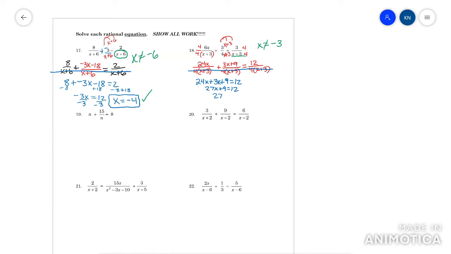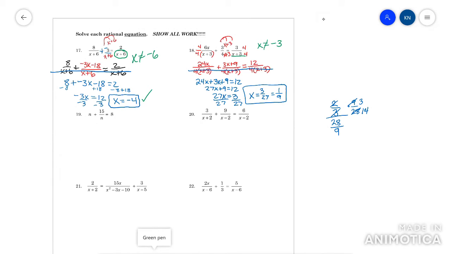Subtract 9, and then divide by 27. Get x equals 3 over 27, which is actually 1 over 9. And that seems kind of like a weird answer. So if I got an answer like that, I would probably be checking it. I'm going to pause the video real quick and check it. All right, so I checked it and it checked out.